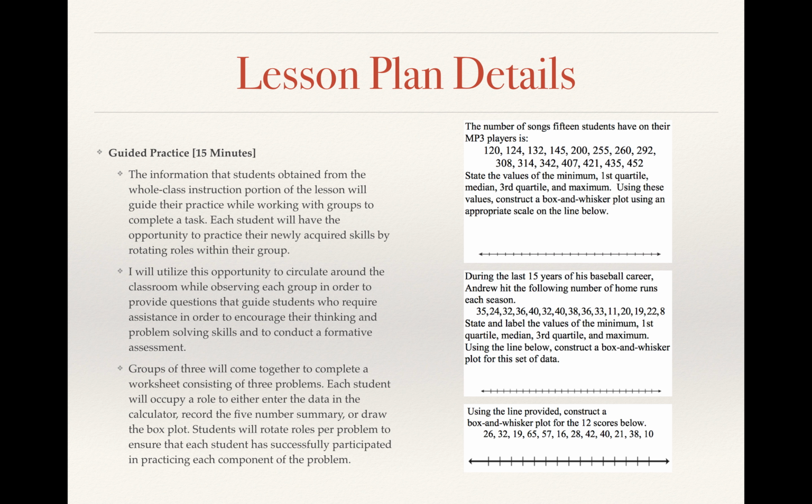Students will then spend 15 minutes working in collaborative learning groups of 3 students to complete an activity that consists of 3 examples. Each student will occupy a role to either enter the data in the calculator, record the 5-number summary, or draw the box plot.